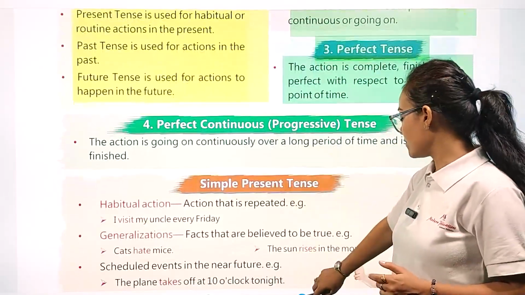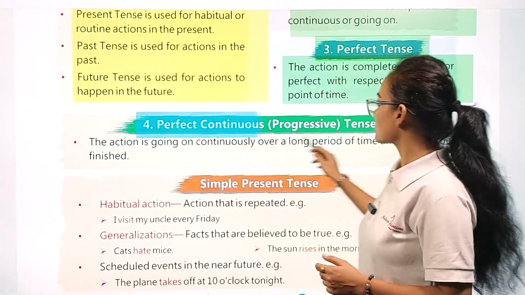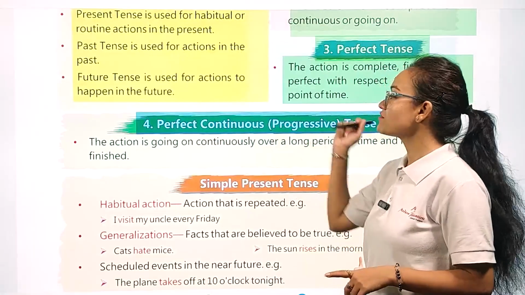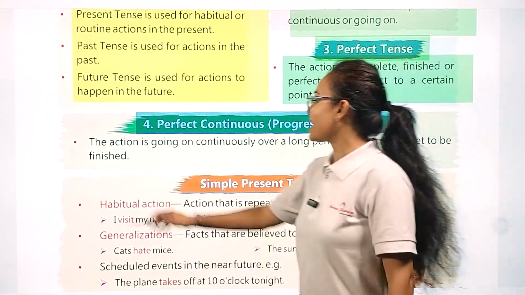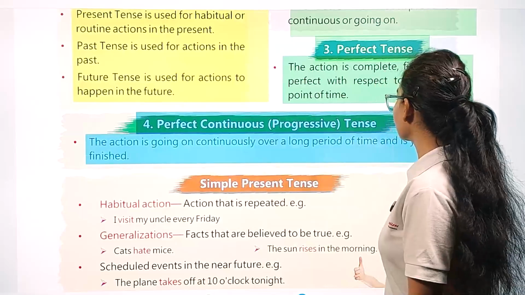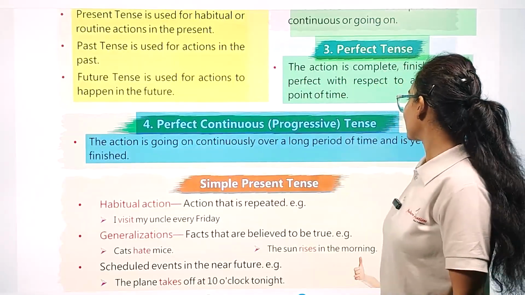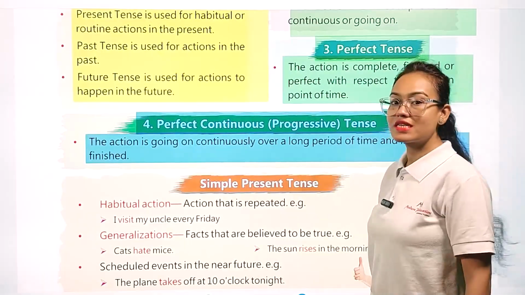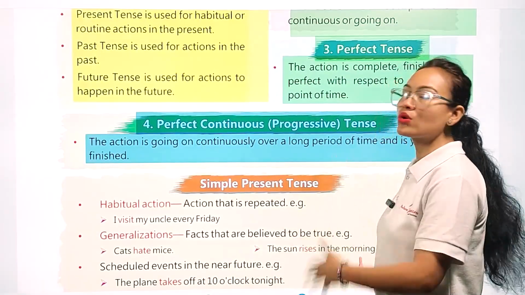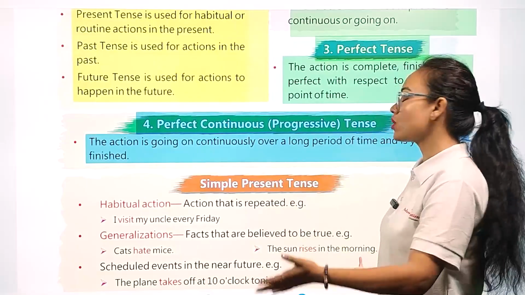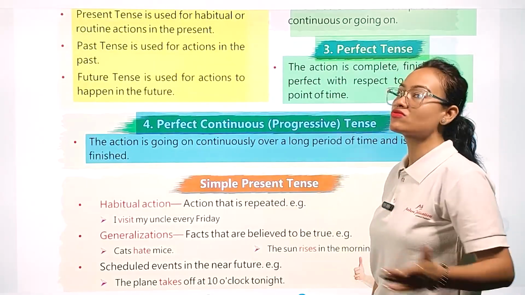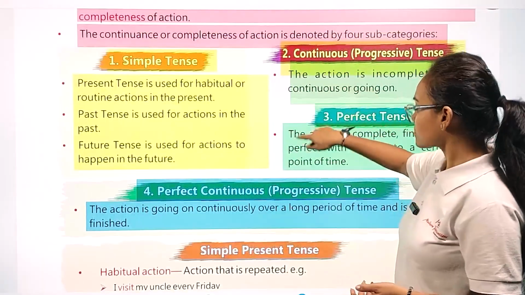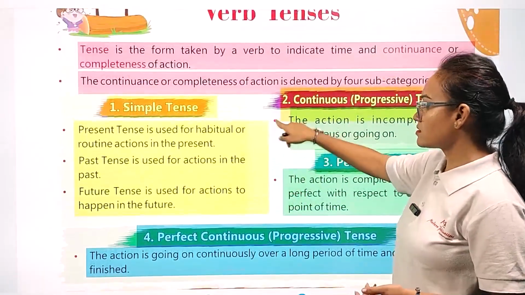Now we are going to see perfect continuous. Perfect continuous tense is also present in its progressive or continuous form. The action is going on continuously over a long period of time and is yet to be finished. So what is the meaning of perfect continuous tense? Here, my dear students, the action is ongoing for a longer period of time, but still it is not finished. So these all are the parts of our tenses.